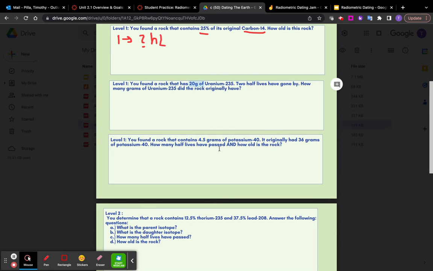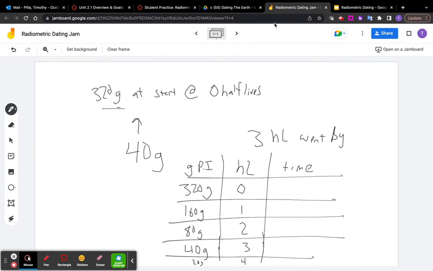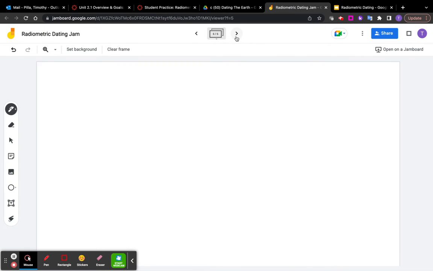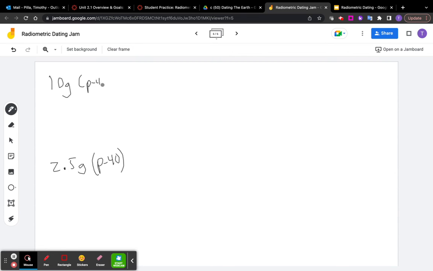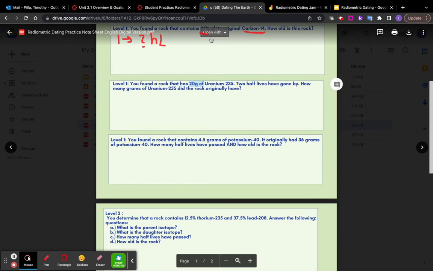Interesting. So I'll do one just like this. Let's say they told you that you have something that has 2.5 grams of potassium-40. Notice this 40 is just what the name is of the isotope. It has nothing to do with the time. So don't confuse that. Don't just assume that. We have 2.5 grams of this. Let's say that they tell us that it originally had 10 grams of potassium-40. All right? Not the same question, right?